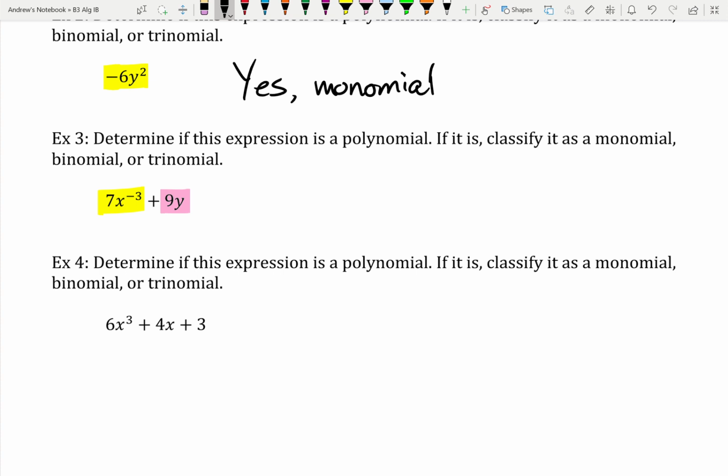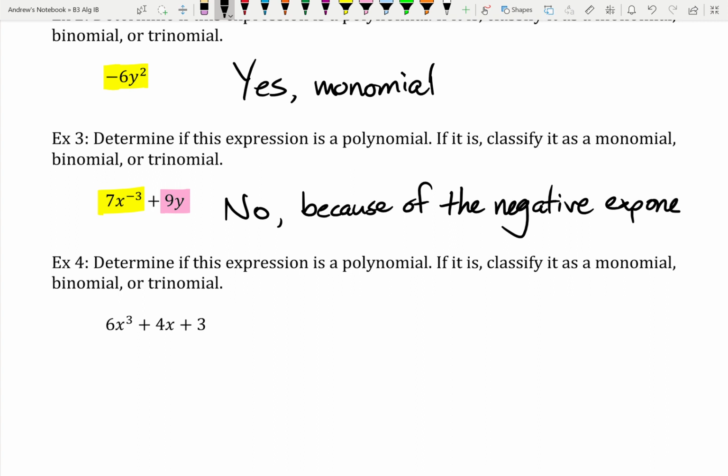If you have something with a negative exponent, again, something we're going to get into in the future is that it actually has some weird division-y thing going on. So here, we're going to say no, this isn't a polynomial, because of the negative exponent. That negative exponent unfortunately messes everything up for us. We cannot have this little negative 3 on top of that x. So them's the breaks. Nothing we can do about it.